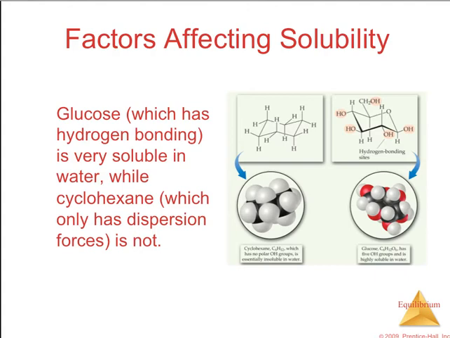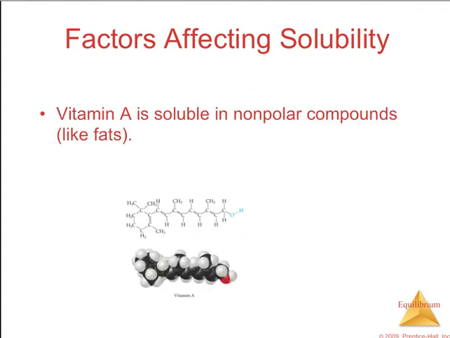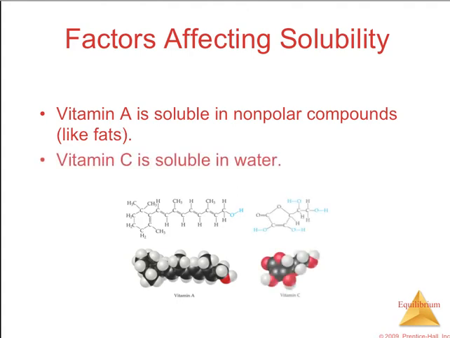Glucose, which has hydrogen bonding, is very soluble in water. Cyclohexane, which only has dispersion forces, is not soluble in water. Vitamin A is soluble in nonpolar compounds like fats, but vitamin C, with its much more hydrogen bonding, is very soluble in water. If you look, this whole section of vitamin A has no hydrogen bonding, so it's mostly nonpolar. It does have this one little section, but this part of the compound outweighs any bit of hydrogen bonding in that one little part of the molecule.